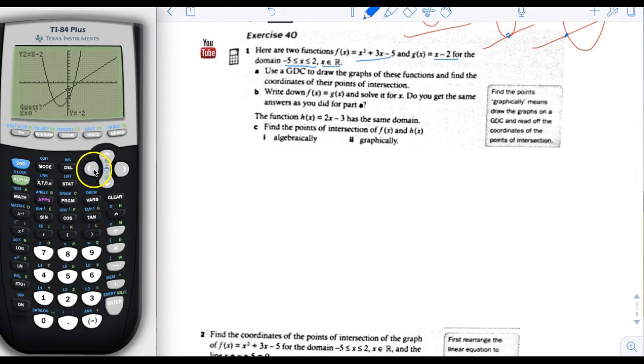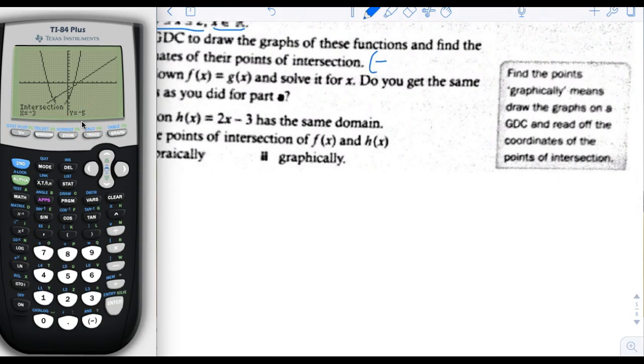Now it's important. We go left and right with the arrows to show where our guess is. If we want the left point first, we put the cursor close to the left point. It doesn't have to be exactly there; it just has to be closer to the left point than to the right point. We hit enter, and it finds the intersection exactly at -3, -5. So one of our intersection points is -3, -5.